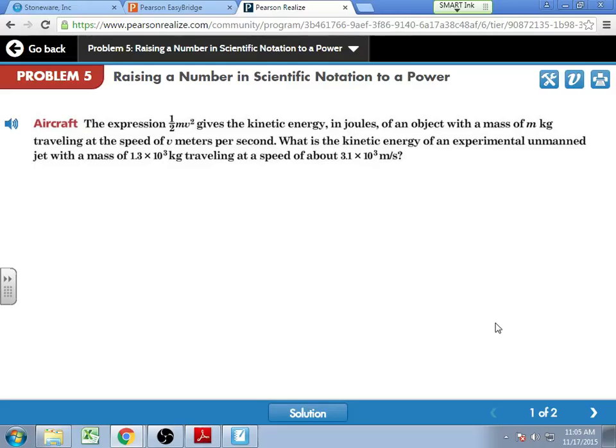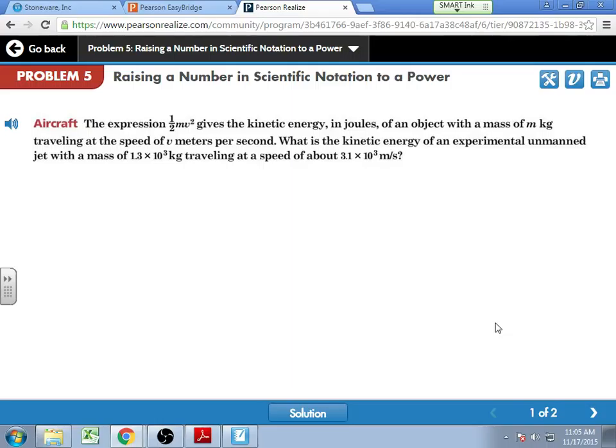Scientific notation. I love this stuff. The expression 1/2 mv squared gives the kinetic energy in joules, which is what we measure energy in, with a mass of m and speed of v. Why do you use v for speed? Velocity. Boom. What is the kinetic energy of an experimental unmanned jet with a mass of 1.3 times 10 to the 3rd kilograms? We know it's unmanned because otherwise that's extremely light. Traveling at a speed of about 3.1 times 10 to the 3rd meters per second.